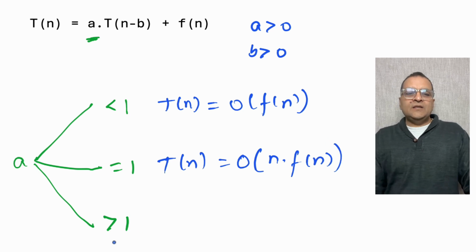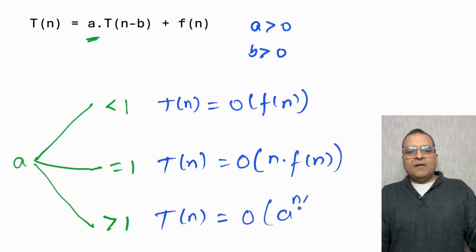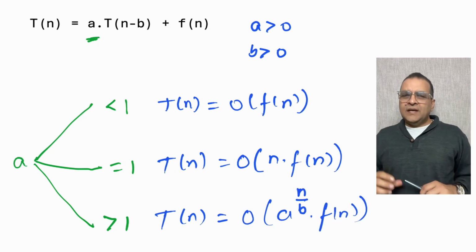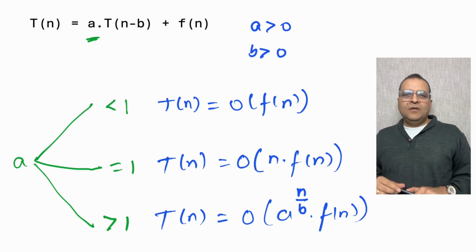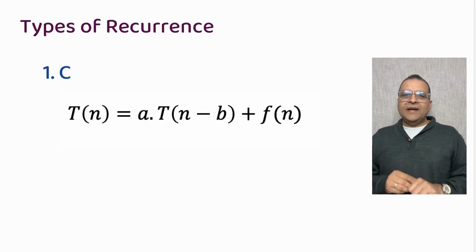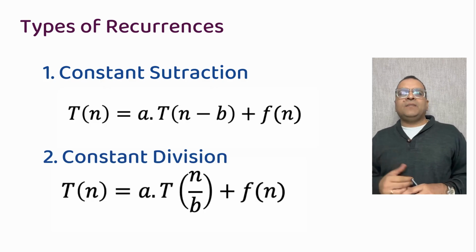And in the third case, when the value of a is greater than 1, then T(n) will be exponential. So this will be big O of a raised to the power n/b into F(n). This is nothing but the master theorem for this kind of recurrences. In the next lesson, we will see another kind of recurrence where instead of n getting decreased by a constant amount, n will get divided by a constant number.